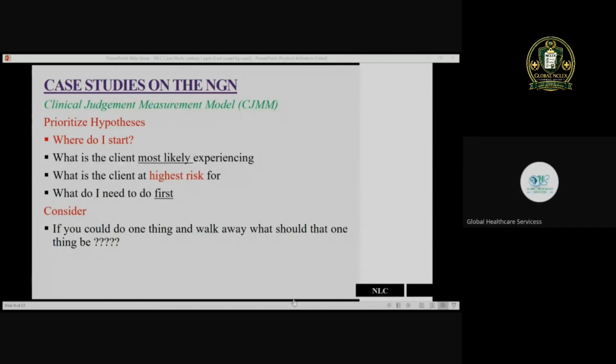Thank you. Okay. So now the third step is prioritize your hypothesis. Where do we start? What is the client most likely experiencing? What is the client at highest risk for? What do I need to do first? If you could do one thing and walk away, what should that one thing be? If there is only the possibility that you can do only one thing, what would be your priority to save your patient? Now you have to prioritize the hypothesis.